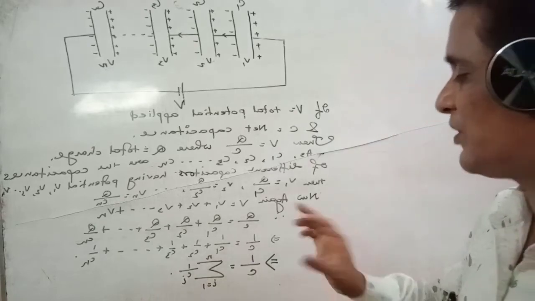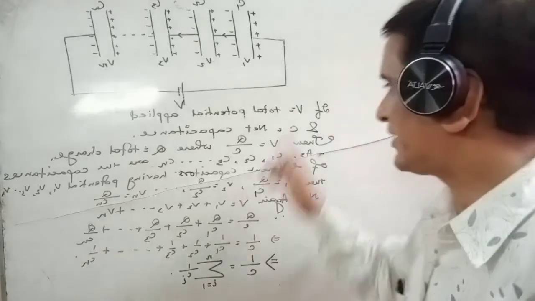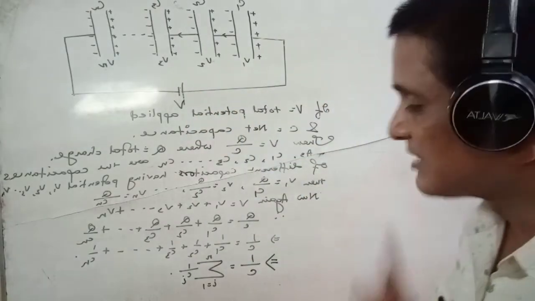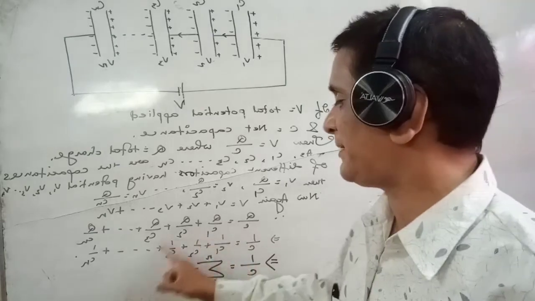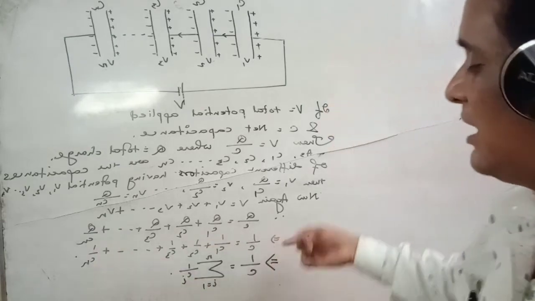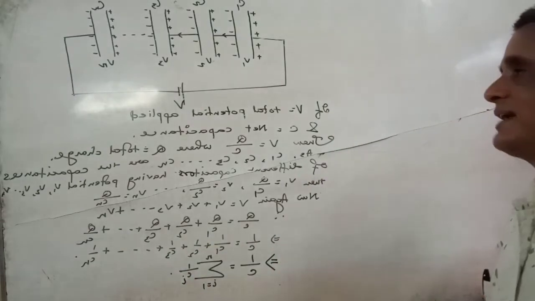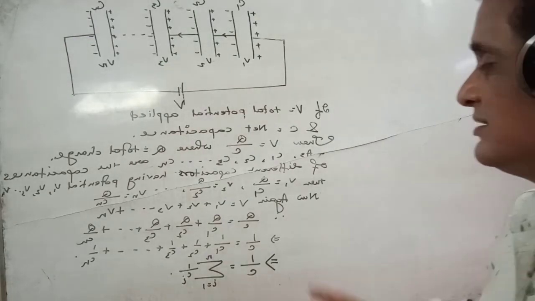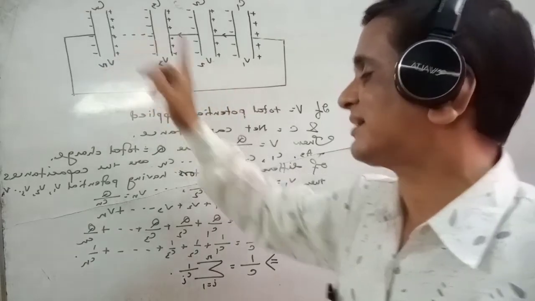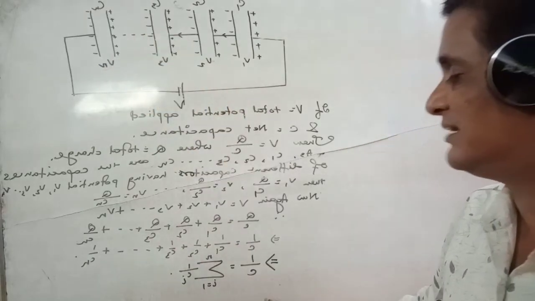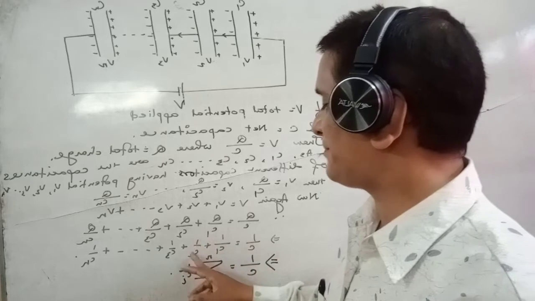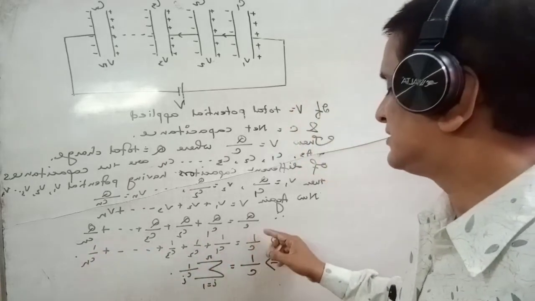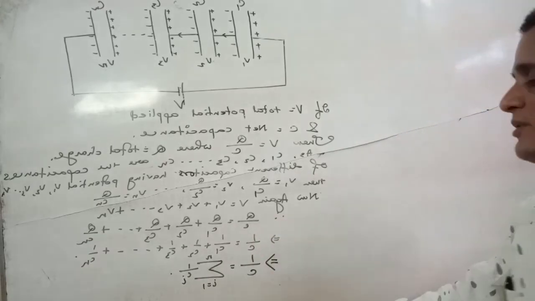From there, how can we define it again? If a number of capacitors are connected in series, then the sum of the reciprocals of the capacitances is equal to the reciprocal of the net capacitance. Clear? What I said: when the capacitors are connected in series, the sum of the reciprocals of the capacitances is equal to the reciprocal of the net capacitance.